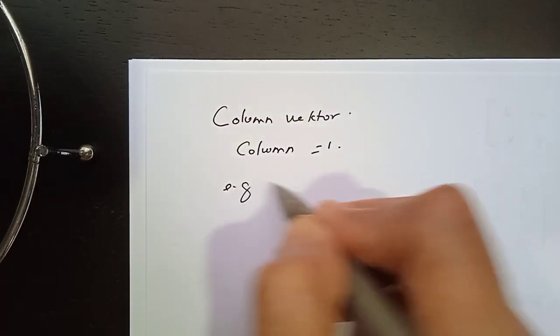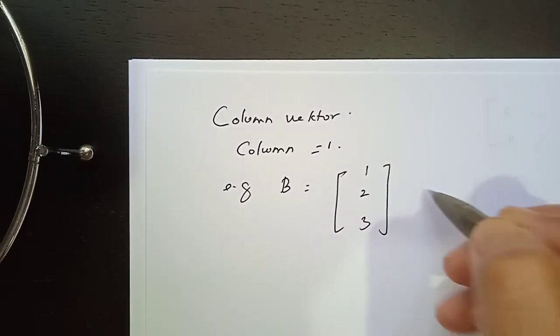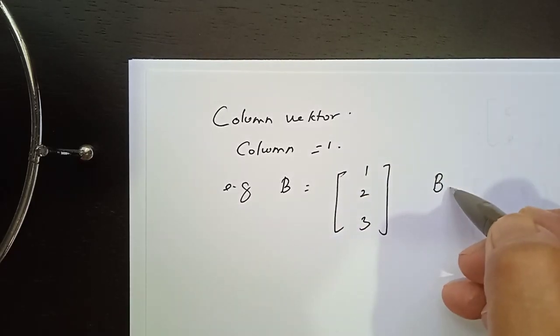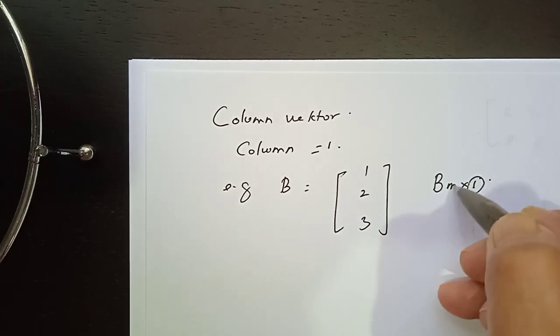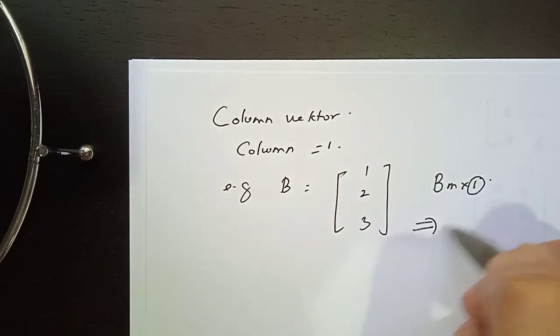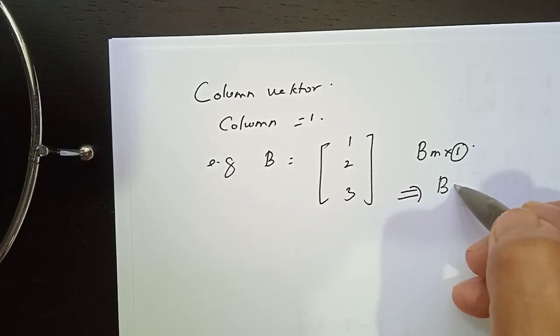Okay, example B is 1, 2, 3. So B is a matrix of m times 1. n is always 1. M can be any number. So for this case, m is 3. B is 3 times 1.